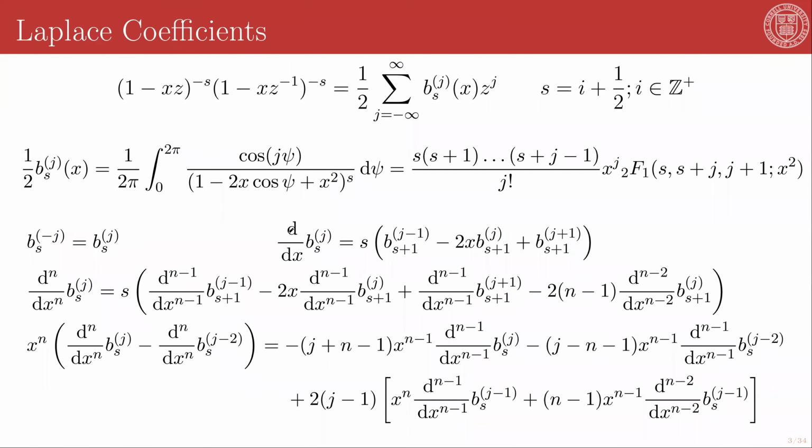Laplace coefficients are the coefficients of a Laurent series, and they are formally defined as follows. 1/2 of b sub s j with argument x is equal to 1 over 2 pi times the integral from 0 to 2 pi of cosine j psi over 1 minus 2x cosine psi plus x squared to the s, integrated over psi. The solution to this integral is given by the product of s times s plus 1 all the way to s plus j minus 1 over j factorial times x to the j times the hypergeometric function f21 with arguments s, s plus j, j plus 1, and x squared.